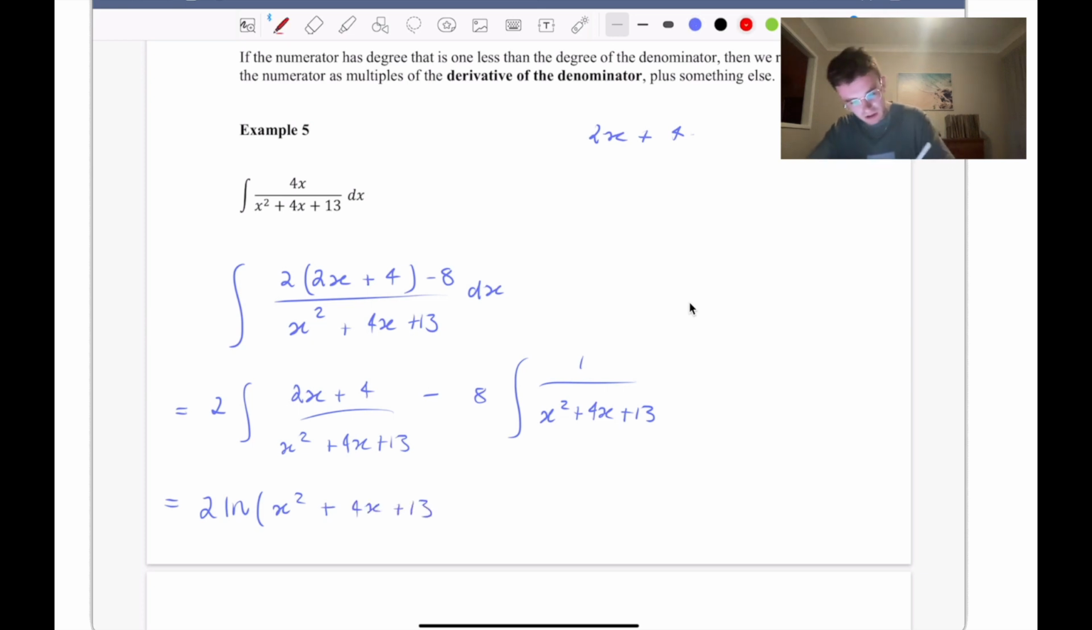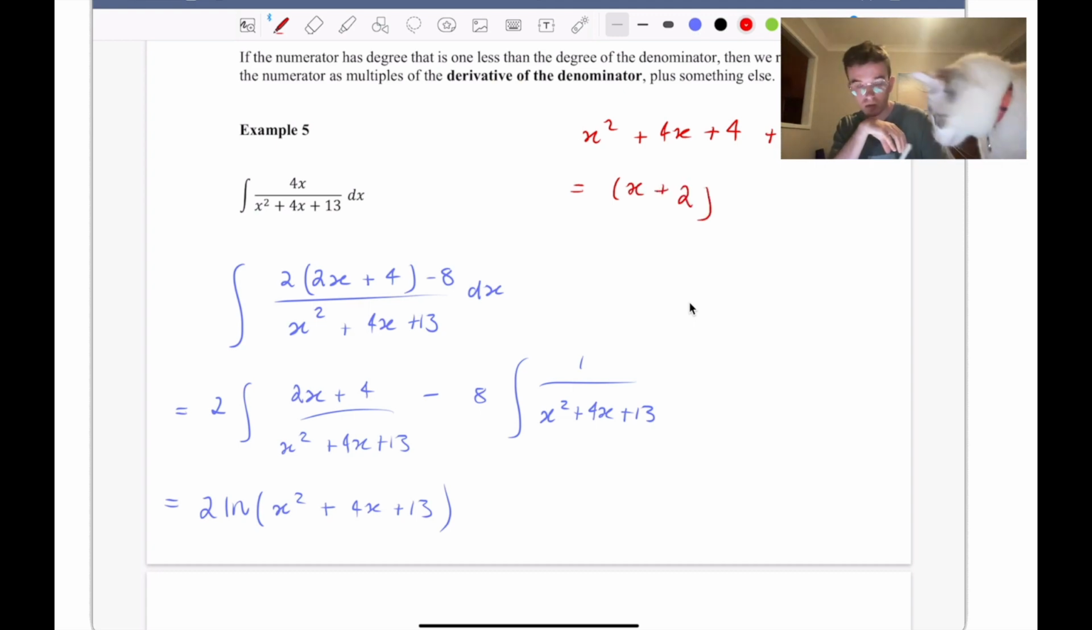Now if we just look at the bottom here, we're thinking completing the square. So if we complete the square on that, we're going to have x squared plus 4x plus 4, divided by 2 is 2, squared is 4, plus 4, and of course instead now it's going to be plus 9. So the bottom is going to be x plus 2 all squared.